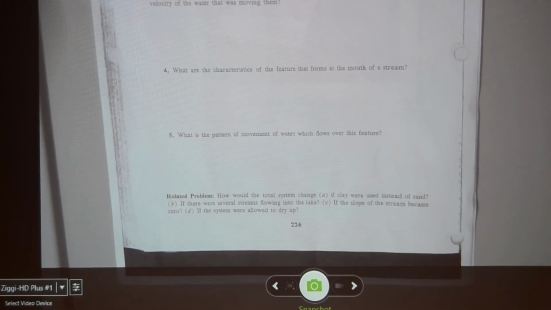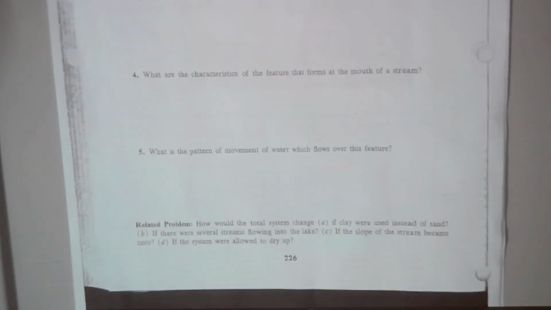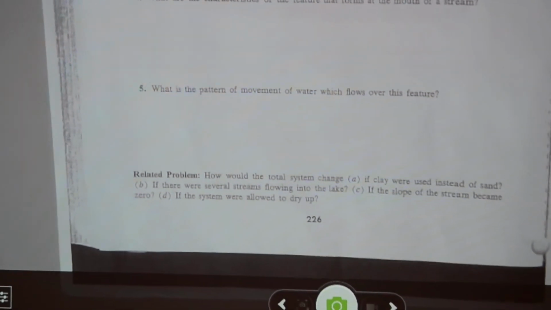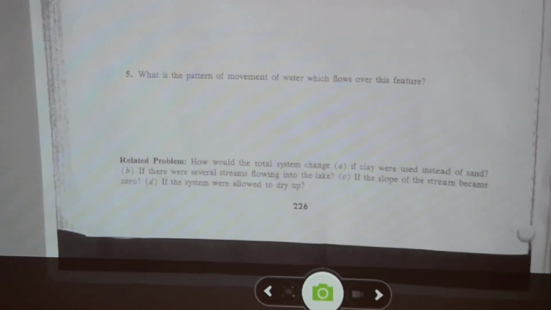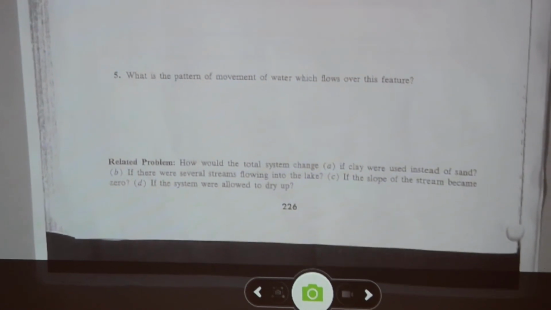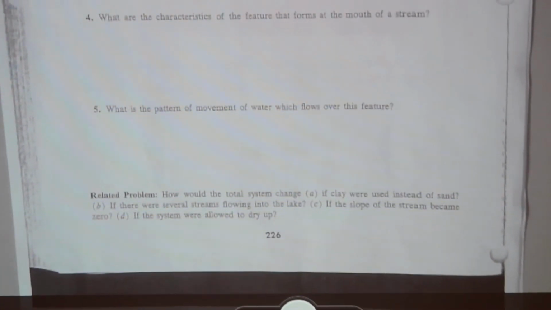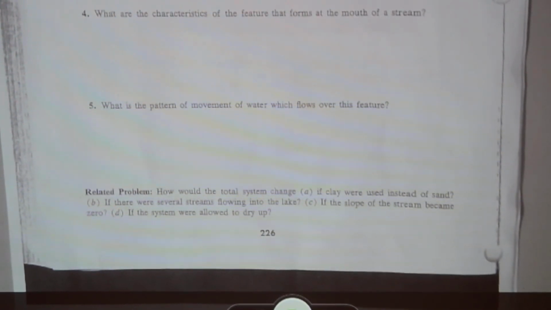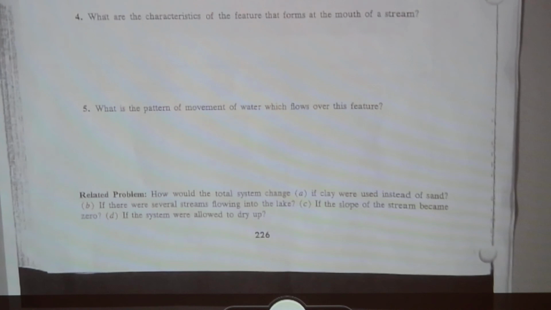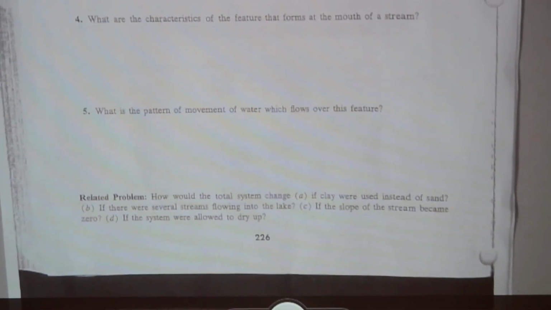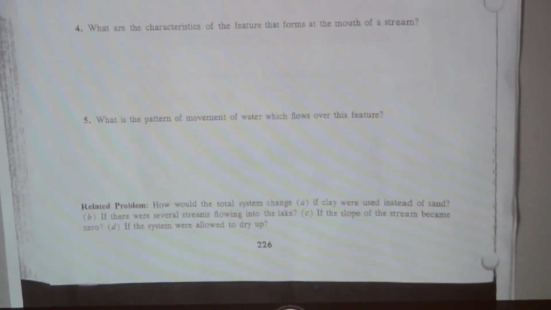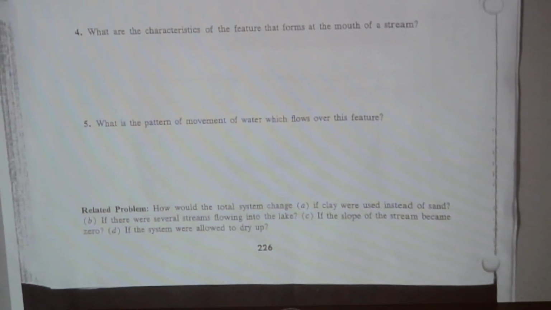Letter B, if there were several streams flowing into the lake, this goes back to the last lab. Increased volume increases velocity, increased erosion, increased deposition on the delta. Letter D, if the system were allowed to dry up, there is no water at all. The only kind of erosion you would have is from wind. And that'd be the really small size particles of clay and silt and maybe the smallest sand.